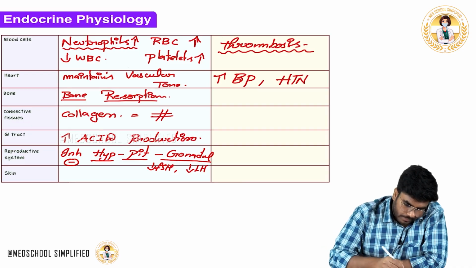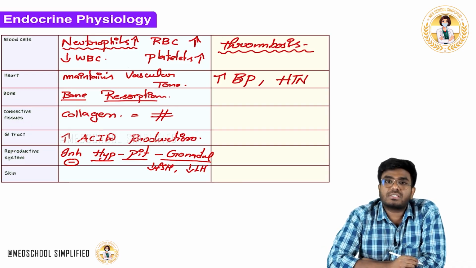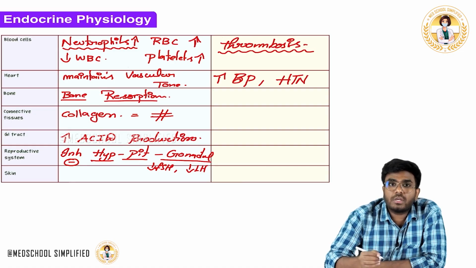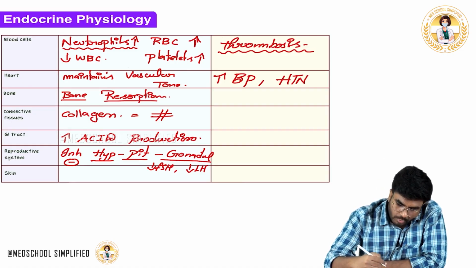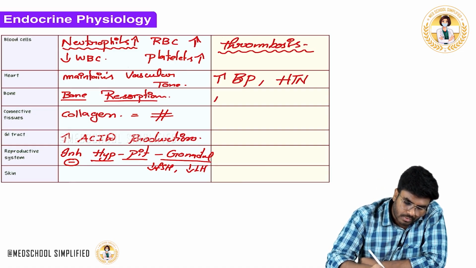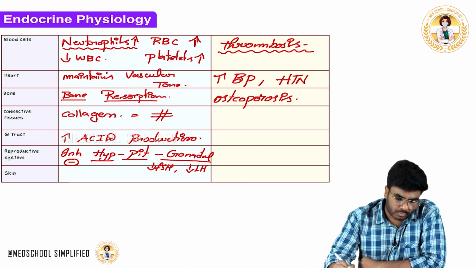Now, on bone, normally cortisol is causing bone resorption. With excessive cortisol, there is excessive bone resorption, which means osteoporosis. So Cushing patients will be having osteoporosis, bone destruction.